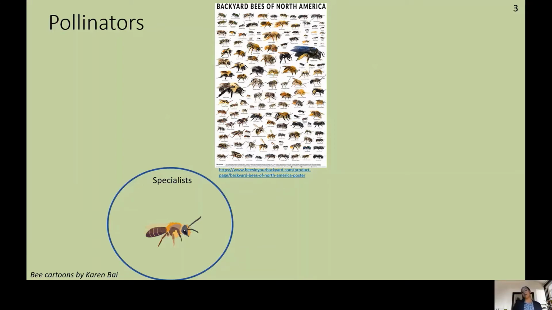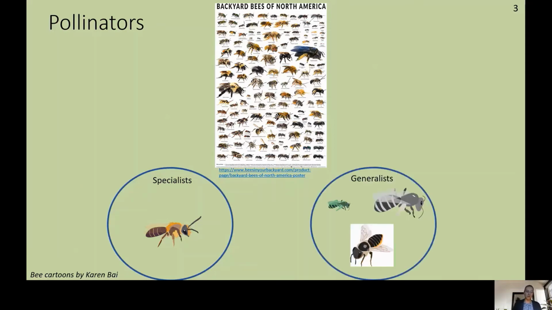As opposed to specialists, our other category are the generalists. Generalists visit a wide variety of different plants, and because of this, they oftentimes are not as skilled at floral handling because there are lots of different plants to visit. Some of our generalist species in my system are Agapostemon, that little green bee, Halictus, which is the large gray bee, and the black and yellow bee there, Megachile.